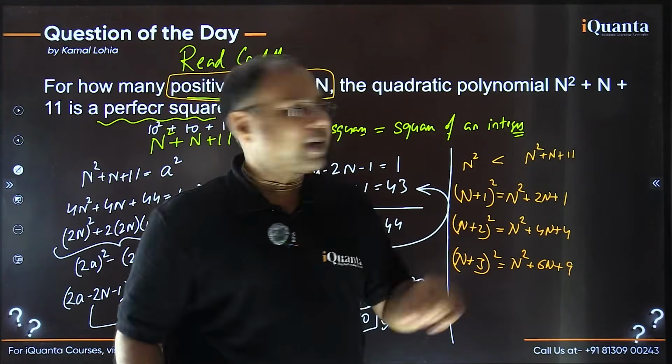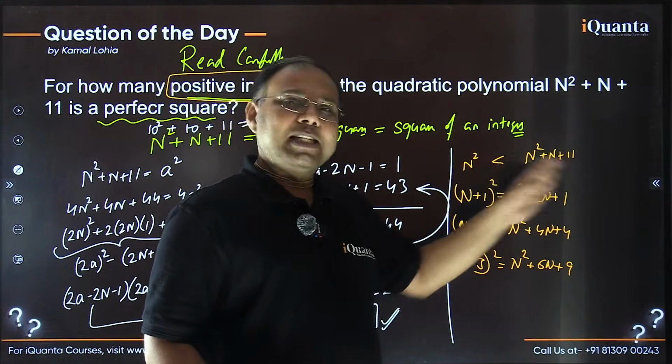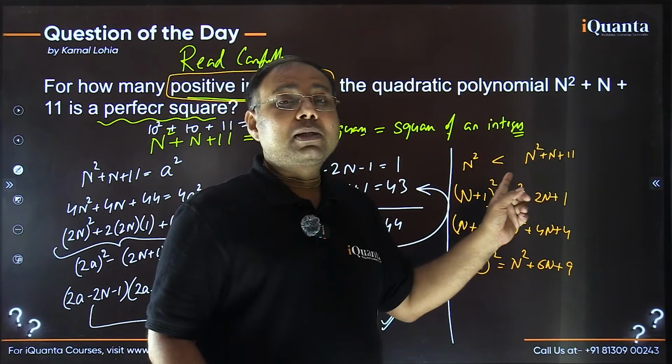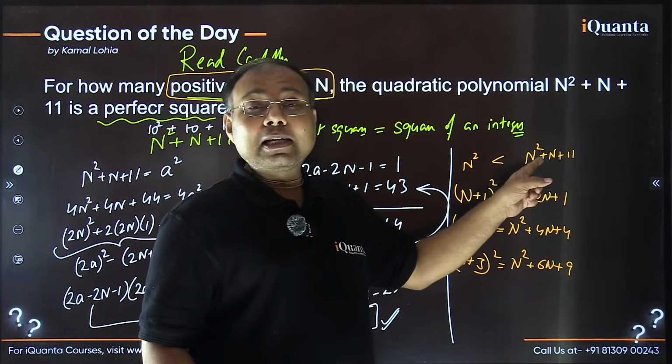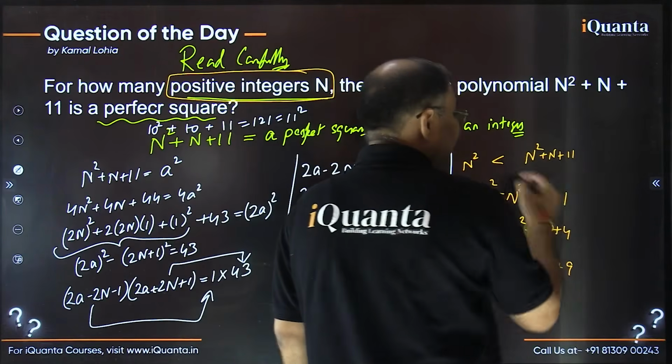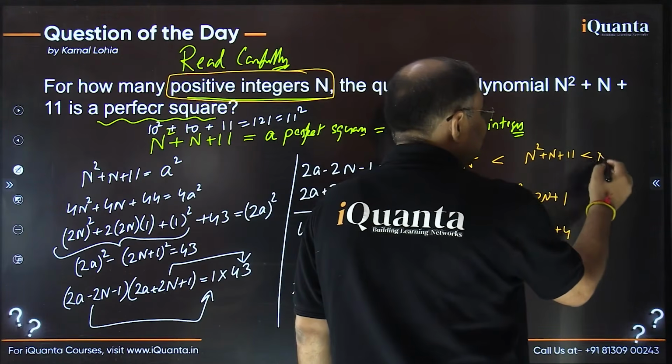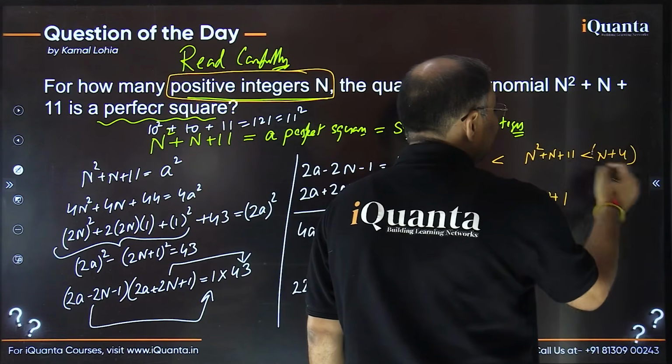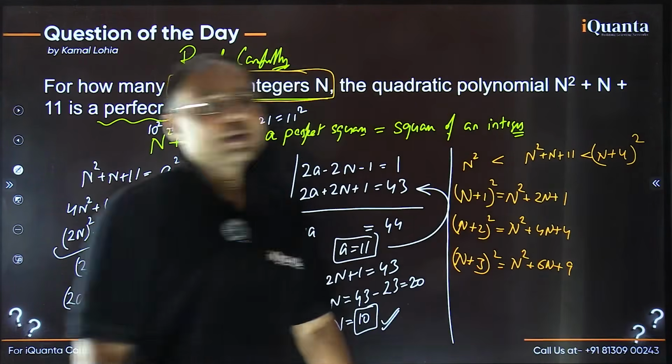(n plus 4) whole square would be n square plus 8n plus 16, where 8n is certainly more than n, and 16 is again more than 11, isn't it? So certainly this quadratic expression is less than (n plus 4) whole square. Are you getting that?